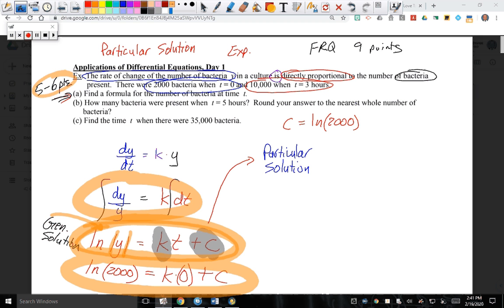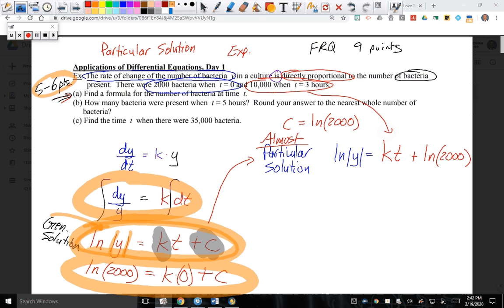Okay? So I'm going to have the natural log of the absolute value of y is equal to kt plus the natural log of 2,000. Now this is a little bit more exact, but it's not the particular quite yet until I find k. Okay, so we could say it's almost the particular solution. We just need to solve for k. How do I do that? Plug in the other point.